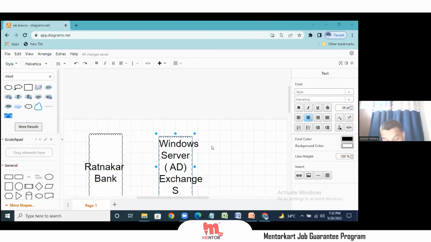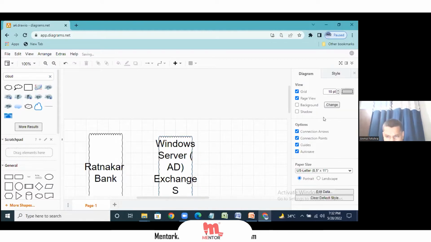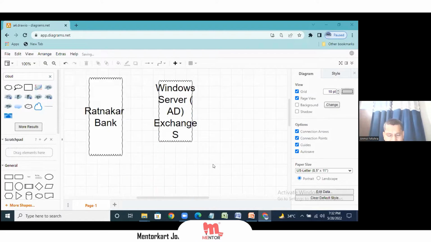So I will inform the management that we need some purchases. We need to purchase a server for Windows AD. For mailing, we need Exchange servers, and for backup or data, we need a file server. For Tally and all those things, we need another server. For net banking, we need other servers. So these types of things.